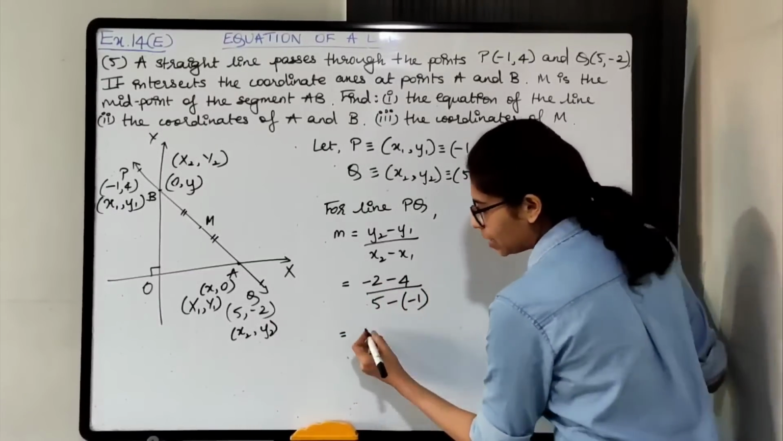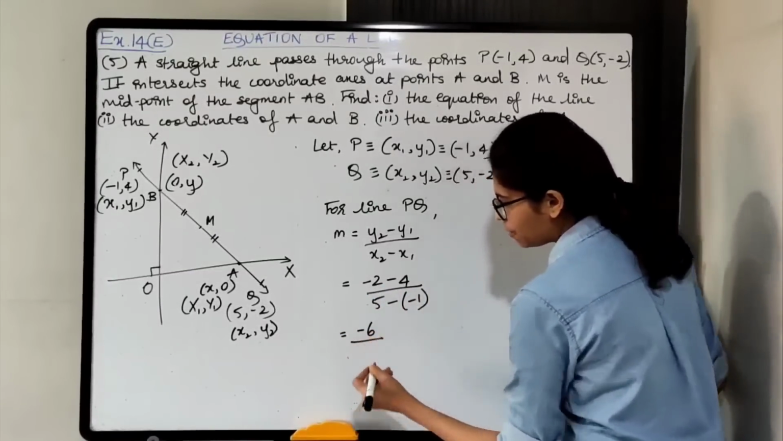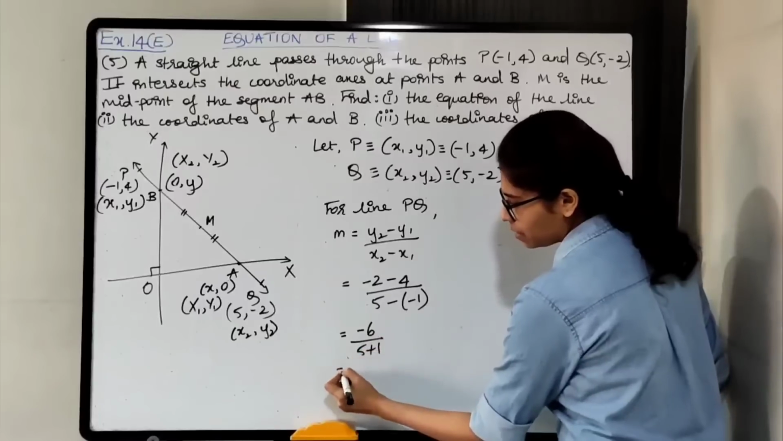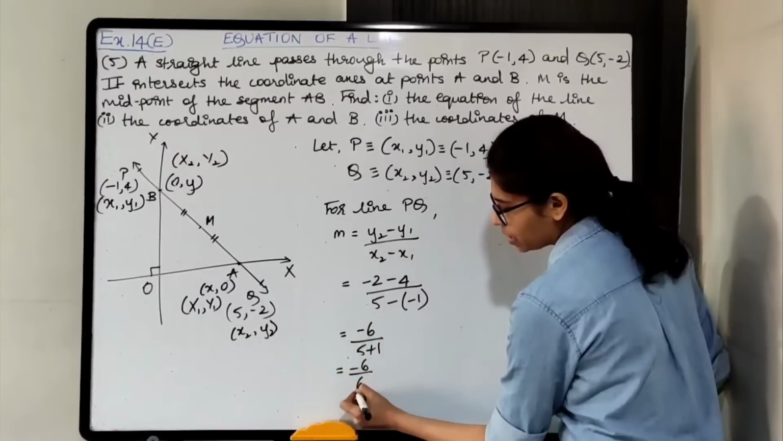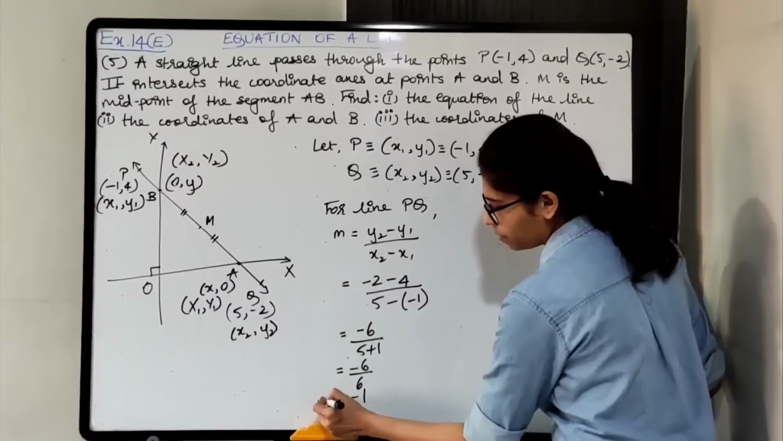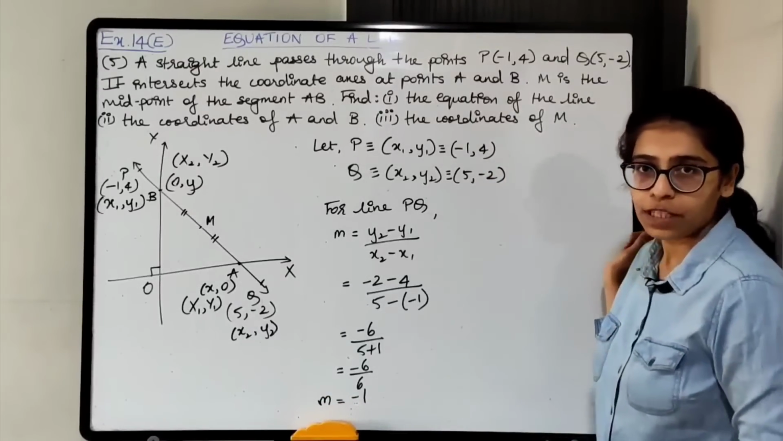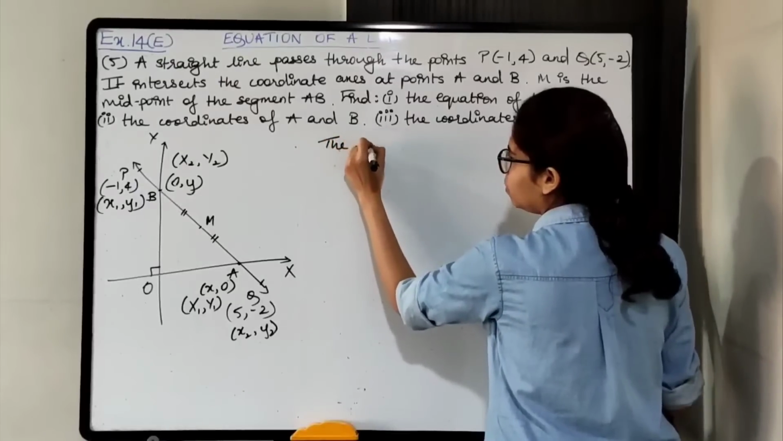Minus 2 minus 4 add करेंगे and the answer will be negative. Here 5 plus 1 हो जाएगा minus minus. So minus 6 upon 6, that gives minus 1. So we got the slope. Now we'll find the equation of line PQ.